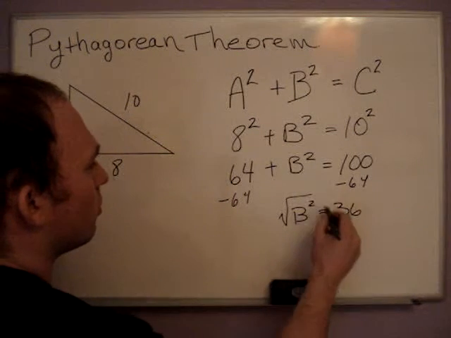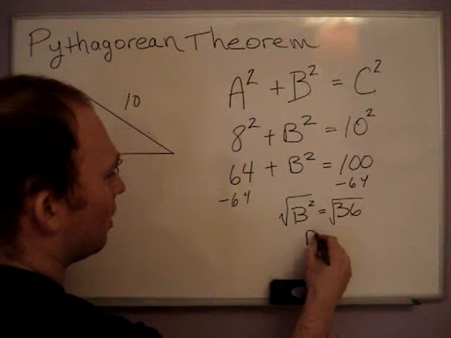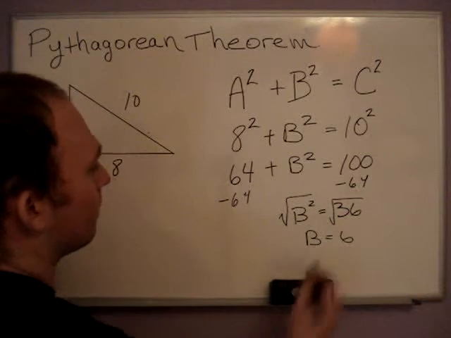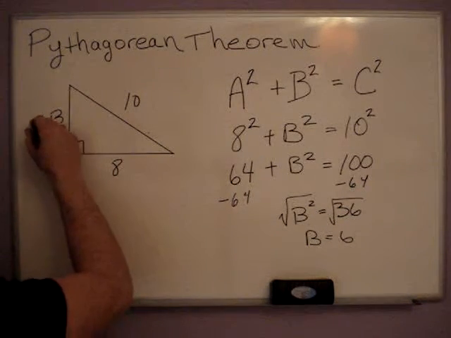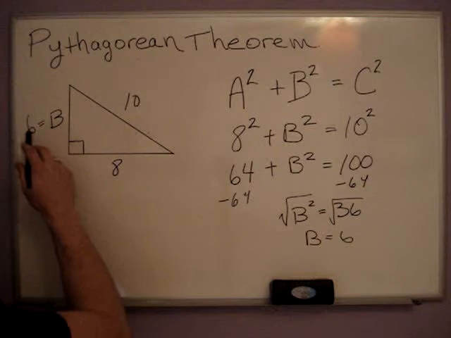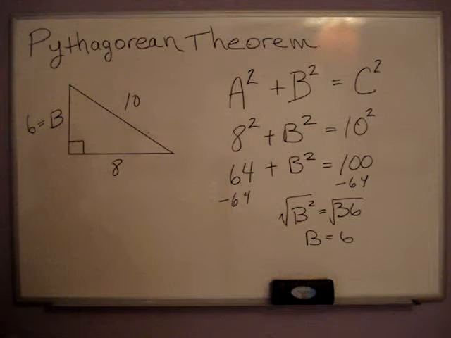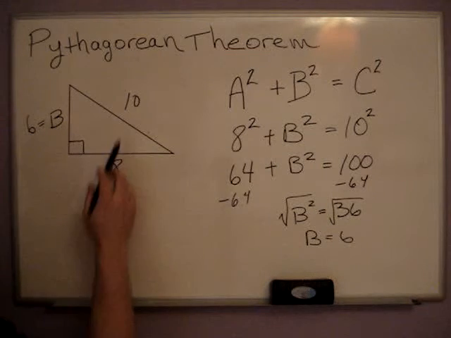Remember to take the square root, and that leaves us with 6. So it's just a different way of finding another leg, not the hypotenuse. And always remember to double check your work.